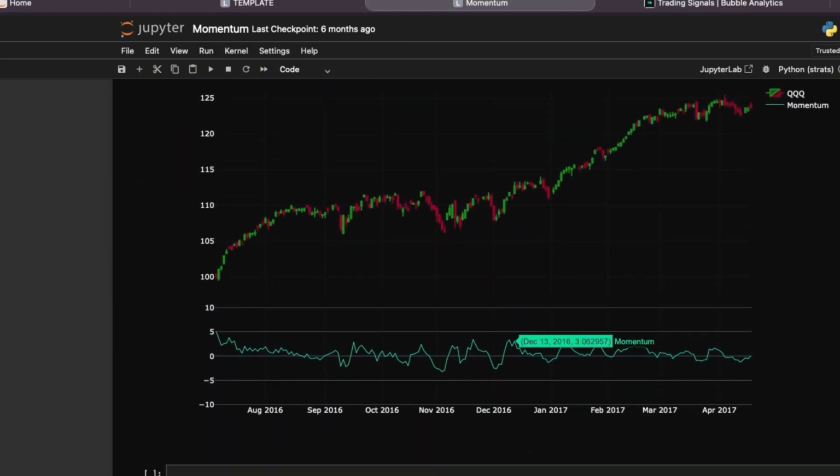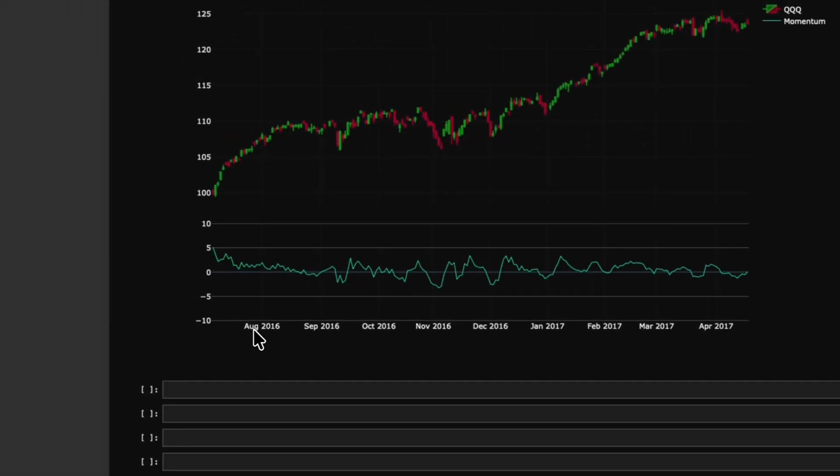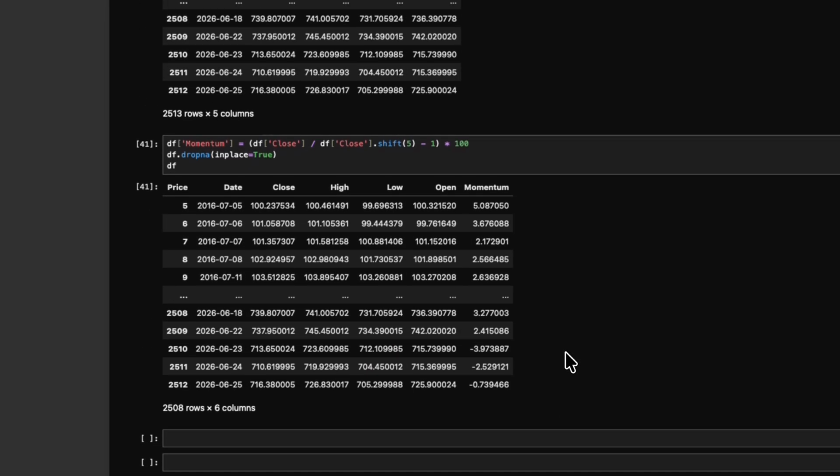So if I run everything again, and fingers crossed I haven't made any mistakes, there we go. Oh no, something weird has happened. Oh, we're showing the data right at the very start. So if you notice that we're starting here in August 2016, let's go and change that a little bit.